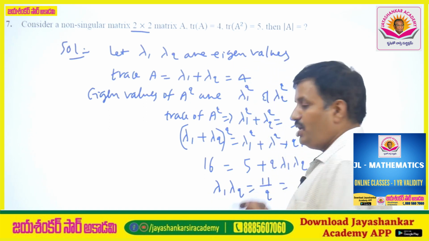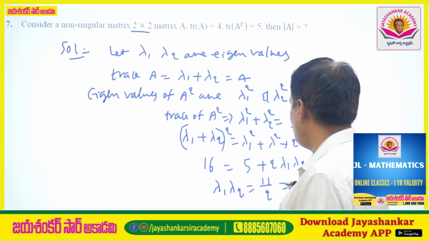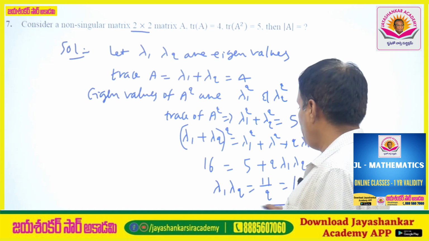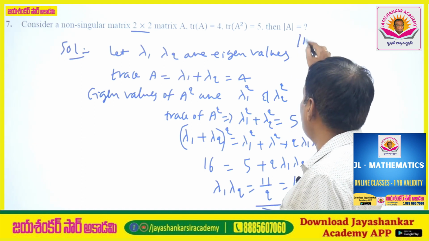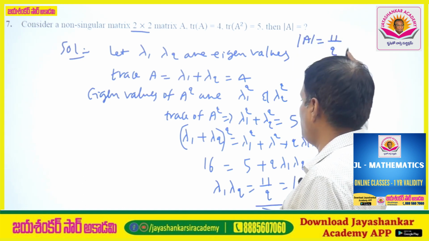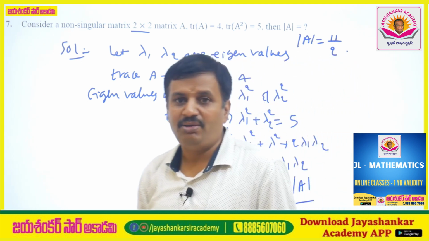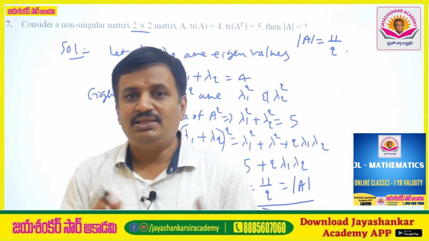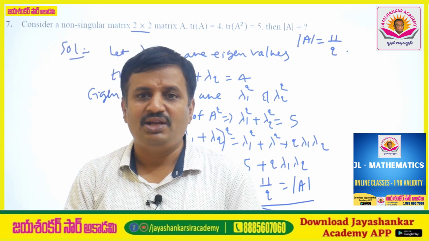Lambda 1 into lambda 2 is the product of the eigenvalues. What is the property we have here? Determinant of A is equal to the product of the eigenvalues. So the determinant of A is 11 by 2. That is the correct answer. What is the property we are using here? Sum of the eigenvalues is the trace, product of the eigenvalues is the determinant.